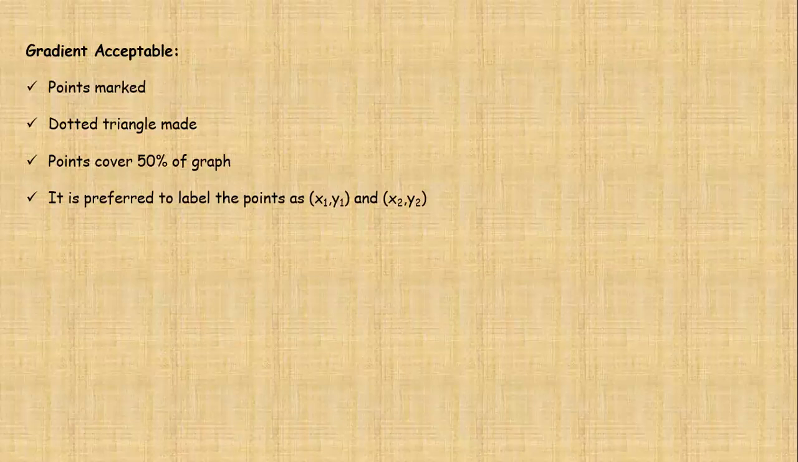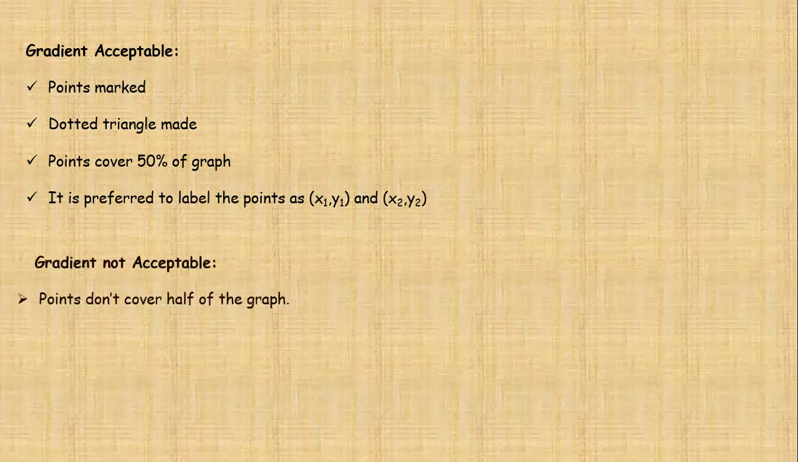The gradient is accepted when the points are marked, a dotted triangle is made, and the points cover at least 50% of the drawn line. It's preferred that you mention the coordinates of the points as x1, y1, x2, y2, so that you may calculate the gradient using the equation we will mention at the end: y2 minus y1 over x2 minus x1.